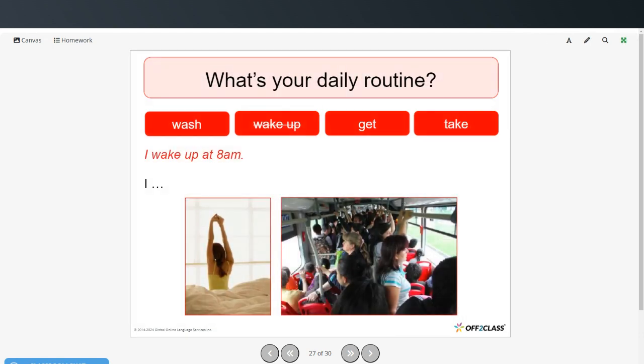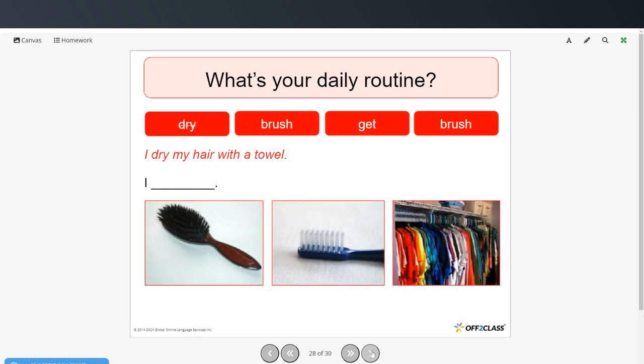So what's your daily routine? So talk about when you wake up, what do you do after you wake up? So just make some sentences about your own daily routine. And you can continue talking about writing sentences about your own daily routine.